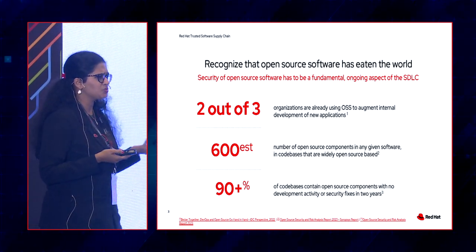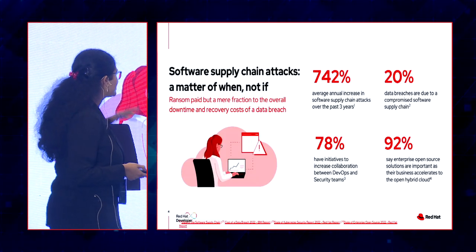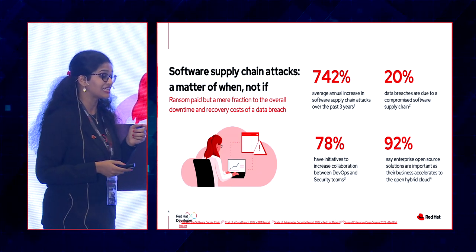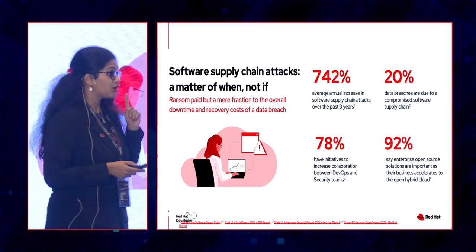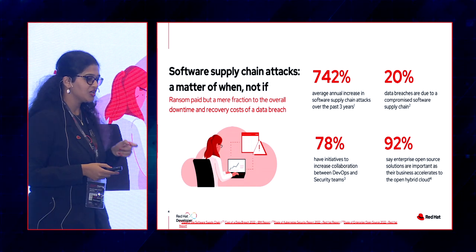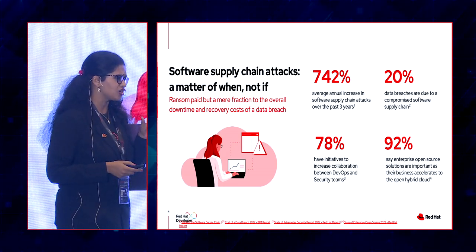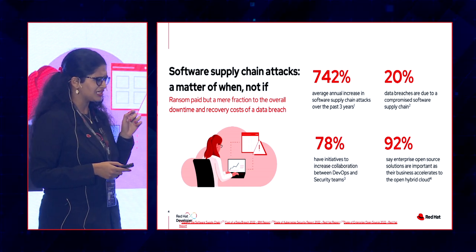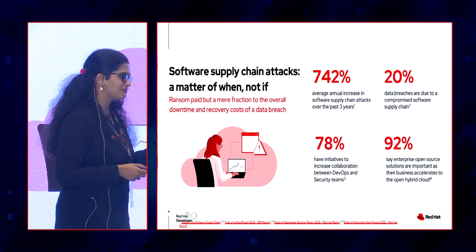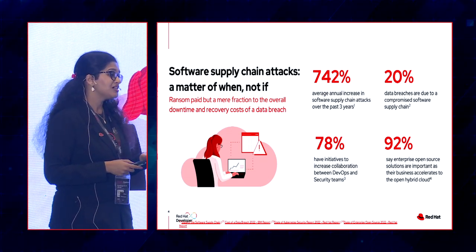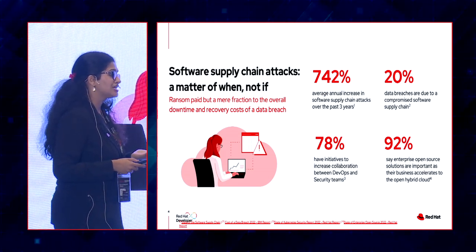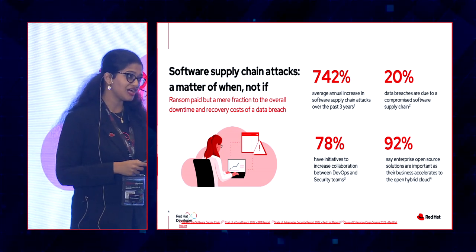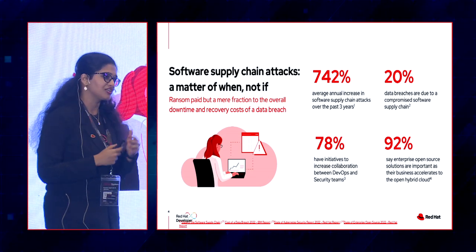But why do we really need to build secure applications? These numbers are themselves the answer. In the last 3 years, there has been a 742% annual increase in software supply chain attacks. And 1 out of 5 data breaches is due to a compromised software supply chain. The average cost of a data breach has increased to 4.45 million. And the ransom paid is actually a mere fraction of the overall downtime and recovery cost of the data breach. The companies have to go through prolonged lawsuits and also provide recovery settlements to their users because their user and financial data has been compromised and exploited.